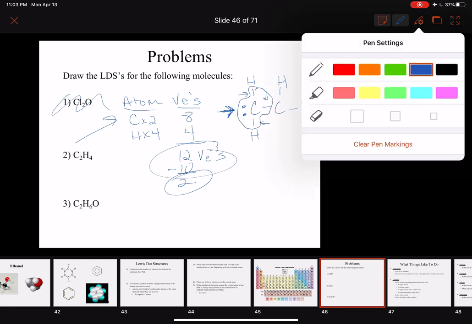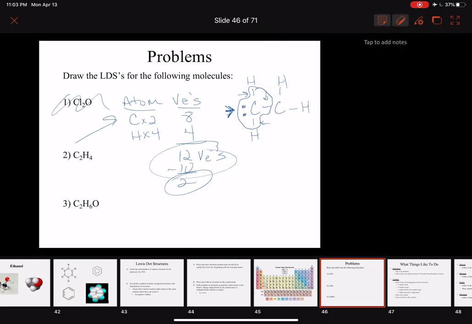Now, there is a problem here, and I'm wondering if you can see it without me telling you what the problem is here. Besides my erasing skills. My erasing skills are terrible. Okay, so let me draw this back in here.